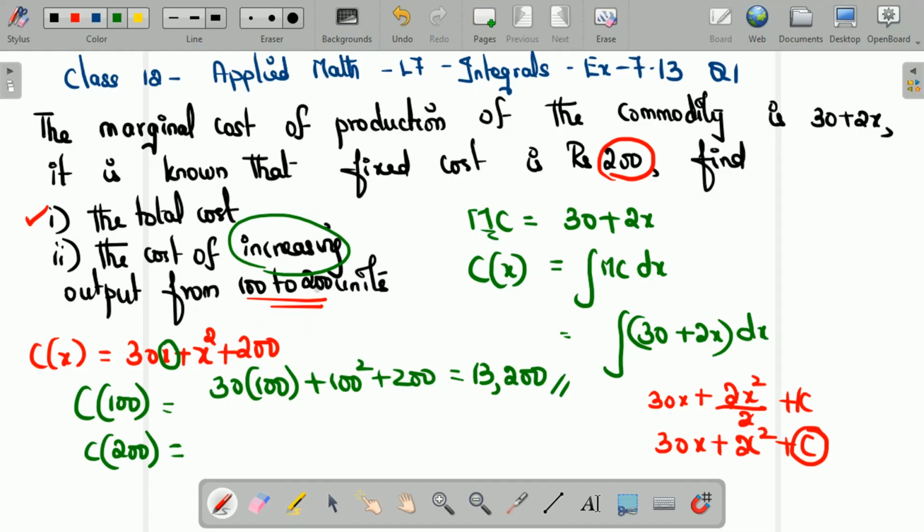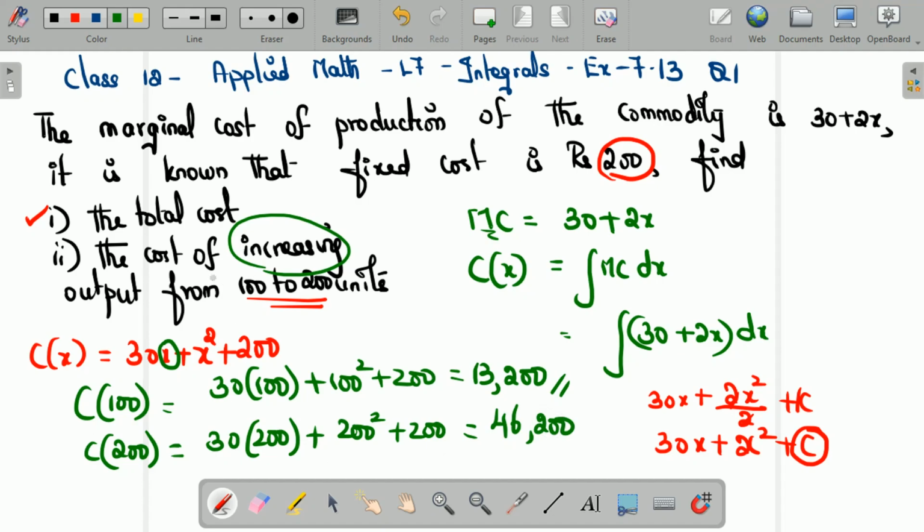Now let's compute the cost for producing 200 units. So 30 into 200 plus 200 squared plus 200. So 200 into 30 is going to be equal to 6,000. 200 squared is 40,000. So 46,000 plus there is a 200. So 46,200.